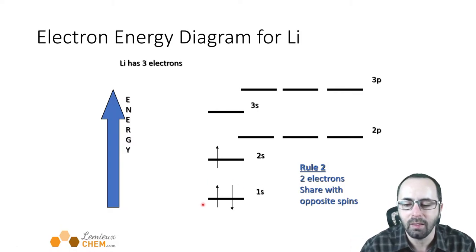But we represent these opposite spins as an up arrow and a down arrow. So in an energy diagram like this, if 2 electrons share the same orbital, they have to have opposing spins. This is referred to as the Pauli exclusion principle in your book. You don't have to memorize that, but that's just what it's called. So what about a different element?